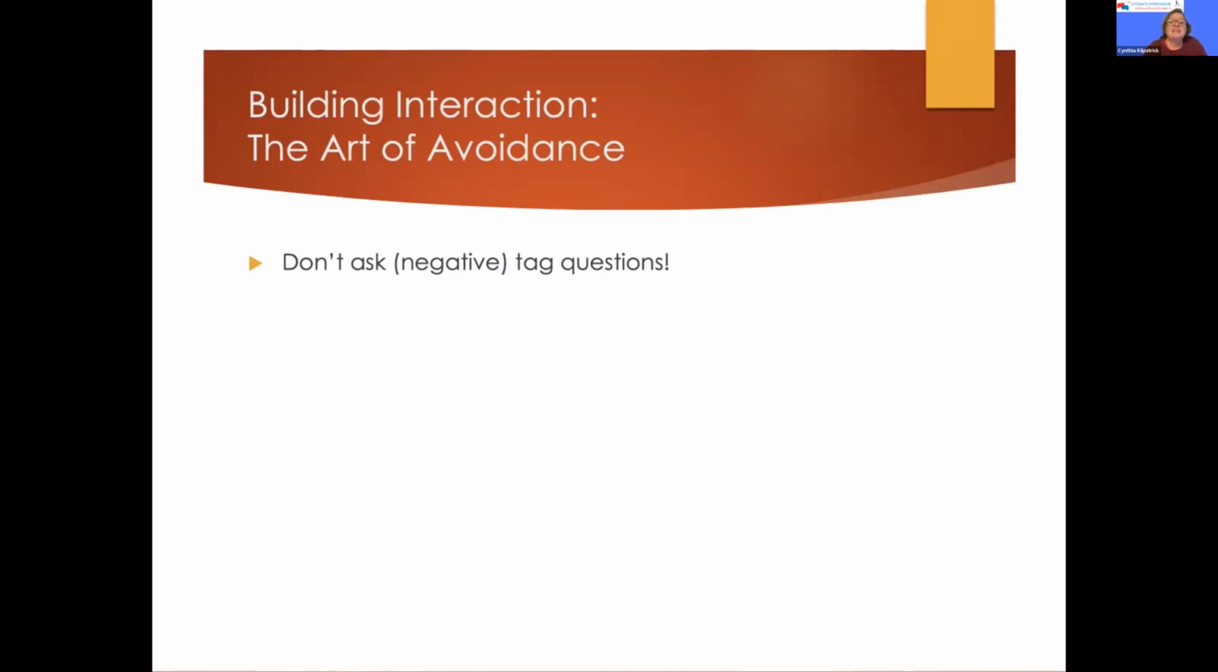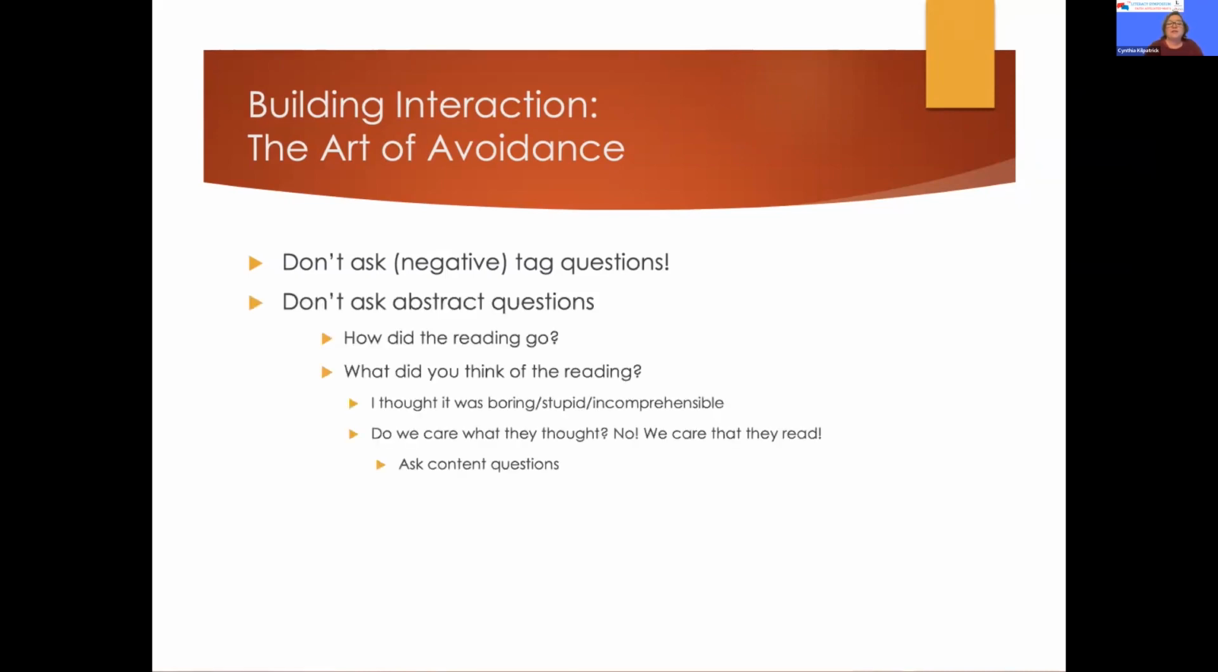But it's not just tag questions that are confusing for students. There are also abstract questions that we sometimes ask, and we have a purpose. We know what we mean by them, but we're really not asking the question that we want to. So what often happens, maybe students were supposed to read something the night before, and we might say, and it's a natural thing, hey, how did the reading go? What did you think of the reading?